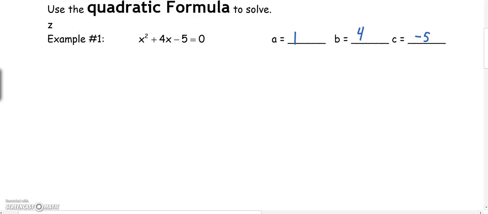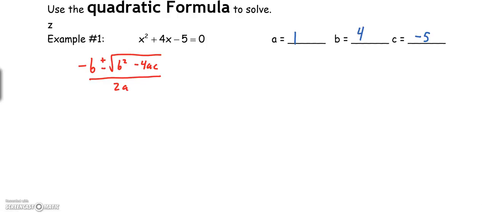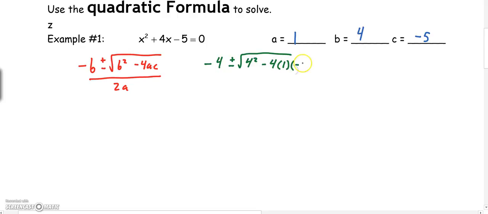So our quadratic formula is negative b plus or minus the square root of b squared minus 4ac all over 2a. So we're going to substitute our a, b, and c values into this equation. So when we substitute, we get negative 4 plus or minus the square root of 4 squared minus 4 times 1 times negative 5, all over 2 times 1.